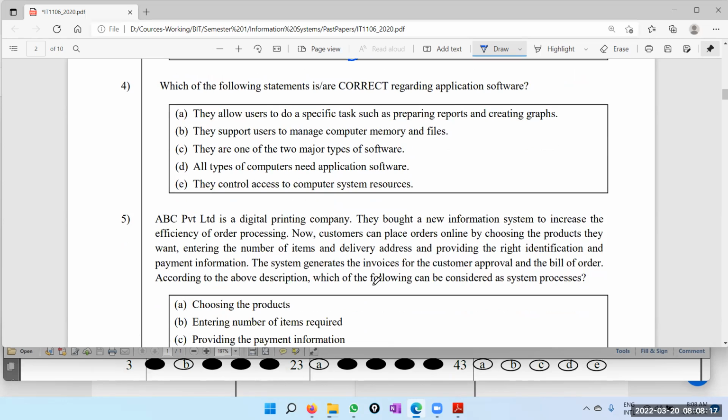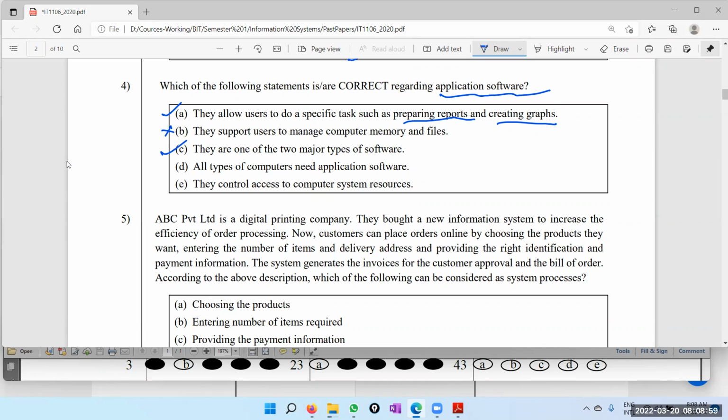Which of the following statements is correct regarding application software? They allow users to do specific tasks such as preparing reports and creating graphics. Application software means specific tasks: word processing, accounting, inventory management, billing. So they allow users to do specific tasks such as preparing reports and creating graphs. Correct. Graphic processing is also there. They support users to manage computer memory and files. No, those are system utilities, those are system software. They are one of the two major types of software. So we call it application and system.